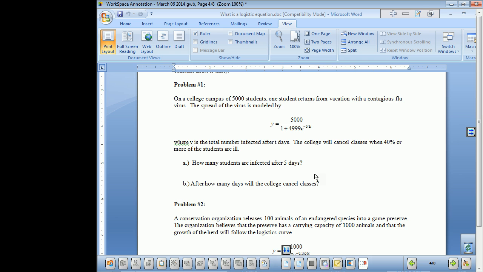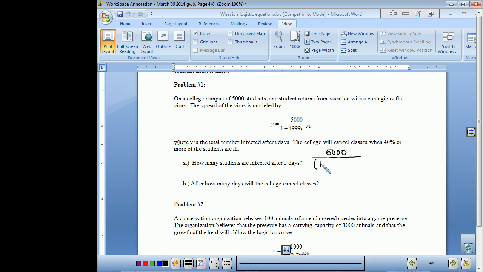How many students are infected after 5 days? So what do we plug 5 in for? t. Punch this into your calculator: 5,000 divided by, parentheses, 1 plus 4,999 e to the negative 0.8 times 5. Look at your paper, it's hard to read on my overhead. Okay, so we got that this is approximately 54.019.